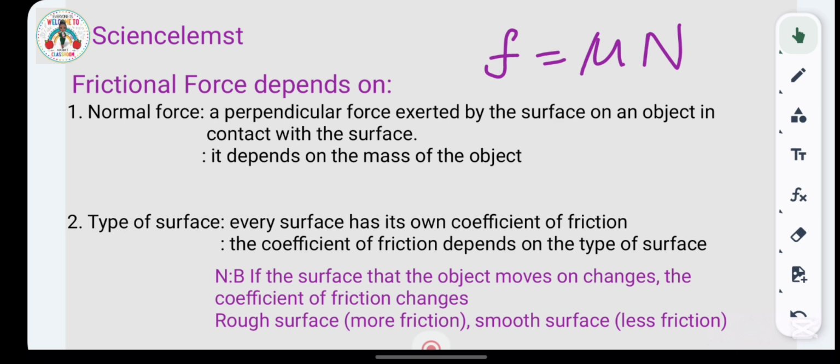Right? If every surface has its own coefficient, it means that if the object was moving on a tile and starts moving on concrete, the coefficient of friction must do what? Must change. It's not going to remain the same.